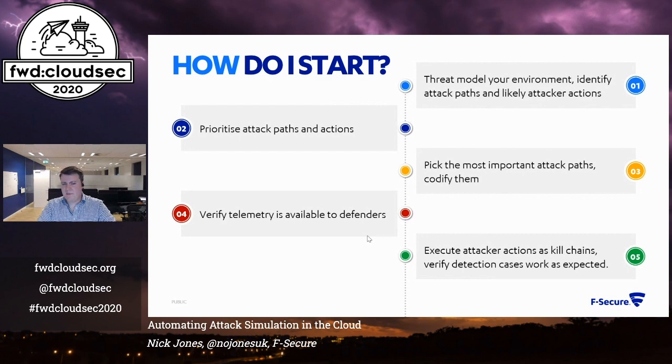Before you start executing these, make sure that the telemetry you need is actually available to your defenders. There's no point in executing a load of attacker actions if we know the defense team aren't going to spot them. Our time's best spent getting the telemetry, the log data, into their log processing platforms, into their SIEM. And then once we know we've got that, we should execute these attacker actions, ideally as whole kill chains. It makes it more realistic that way. But Atomic can work quite well in certain situations too. And then verify that your detection cases work as you expected them to, and then plan further improvements accordingly.